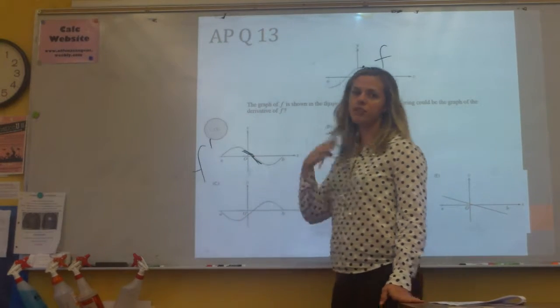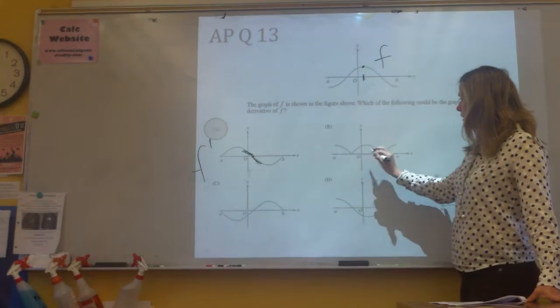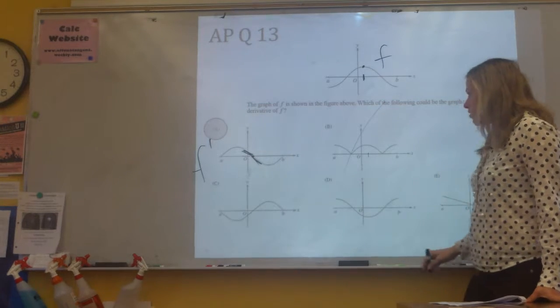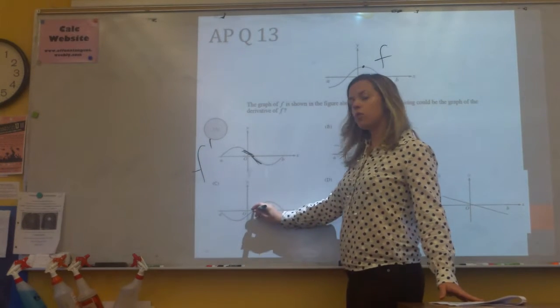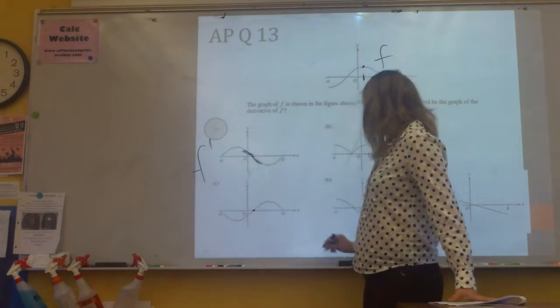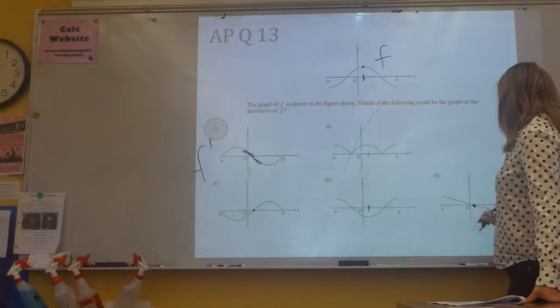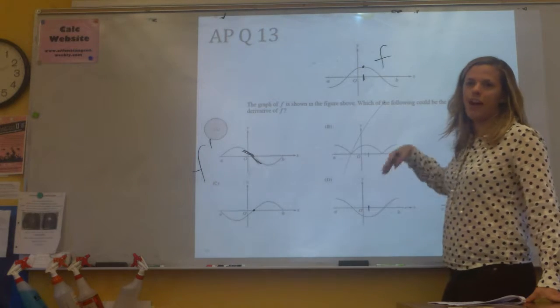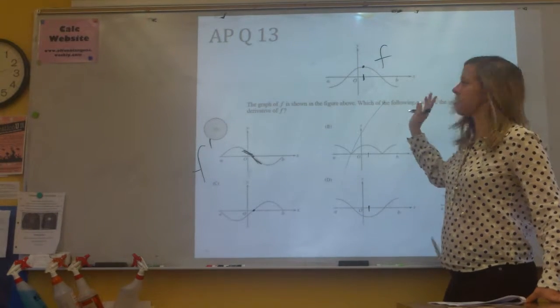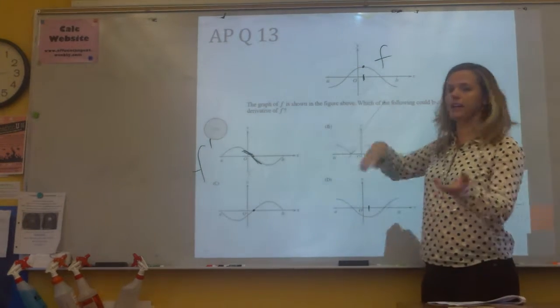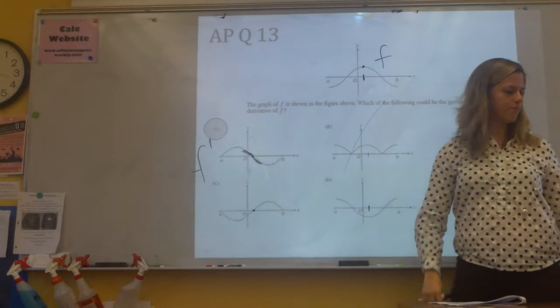Positive to negative means above the x-axis, below the x-axis. Is this doing that? No. Is this doing that? This would be a min of f. Is this doing that? No. This is doing that. But to get a line as a derivative, you would have to be starting with a quadratic. This isn't. It's a trig function, actually. This is like a sine, cosine thing.